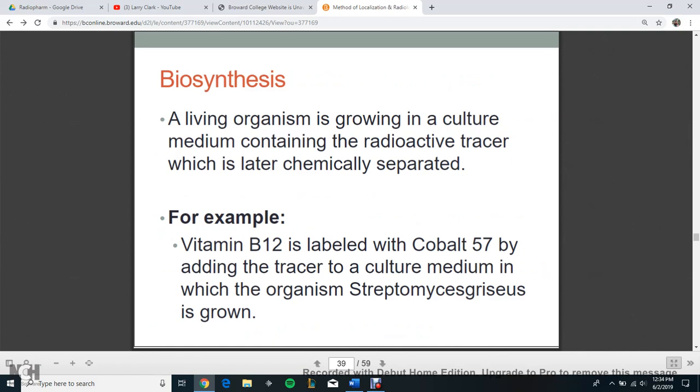Biosynthesis. A living organism is growing in a culture medium containing the radioactive tracer, which is later chemically separated. For example, vitamin B12 is labeled with cobalt-57 by adding the tracer to a culture medium in which the organism Streptomyces is grown.